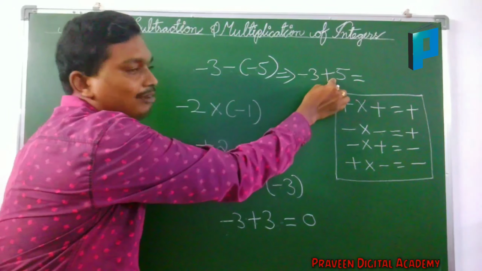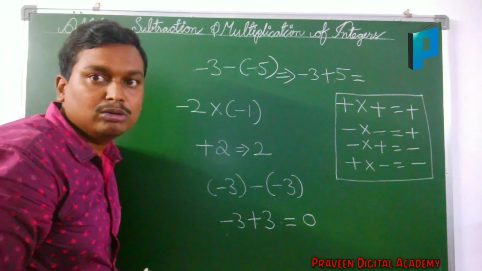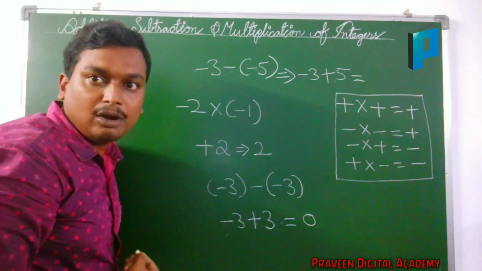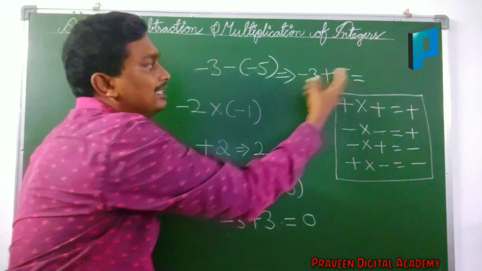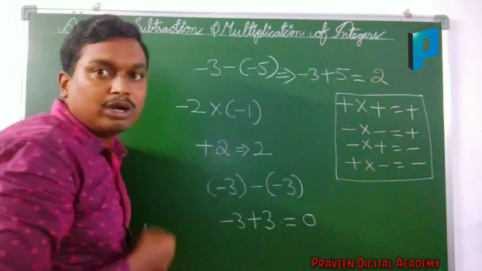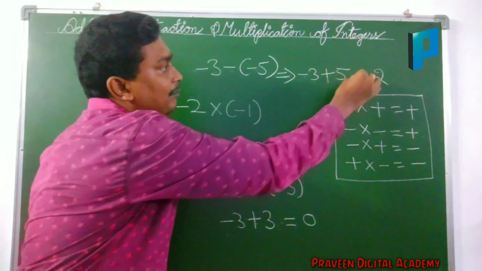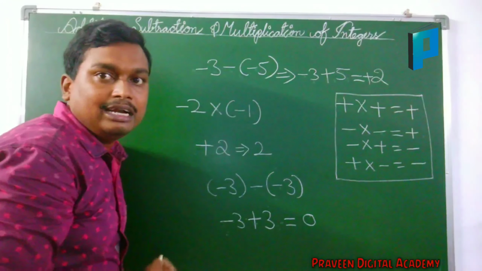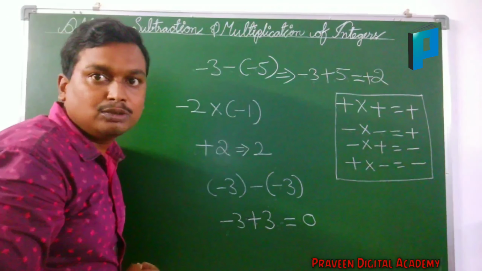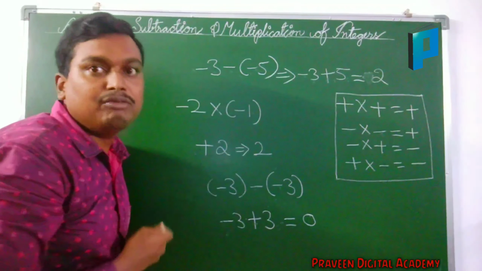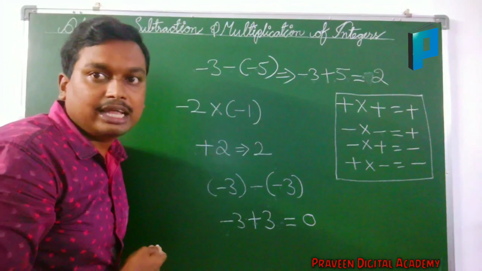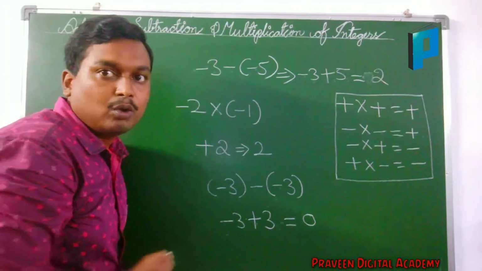Here one minus is there, one plus is there. At that time what to do? Subtract the higher number and lower number. Higher number is 5, lower number is 3. 5 minus 3 is 2. What is the higher number sign here? Higher number sign is plus. And here I am writing as plus 2. If you are not writing this plus also, only if you are writing 2 also, we will consider it as plus only.